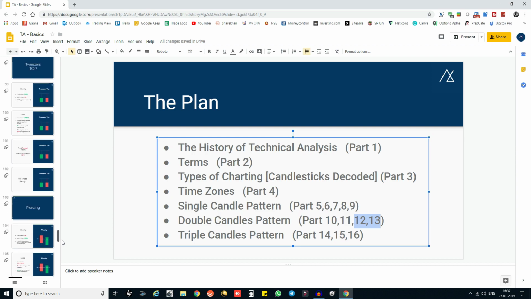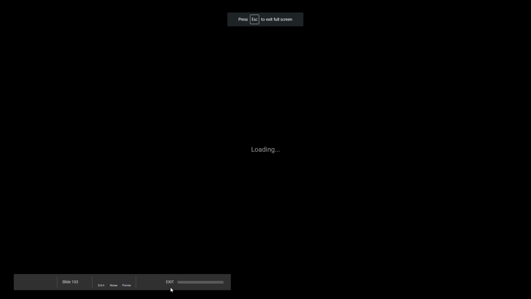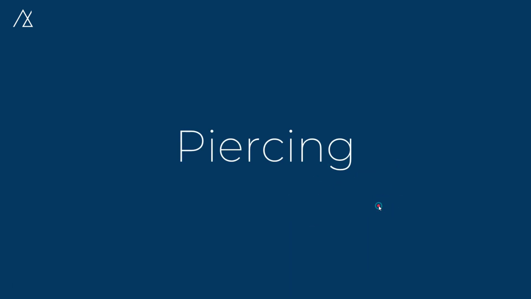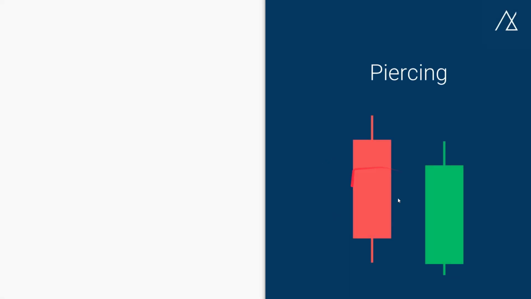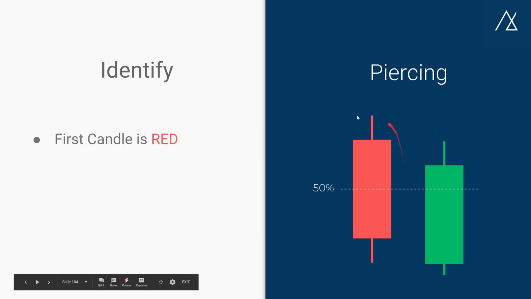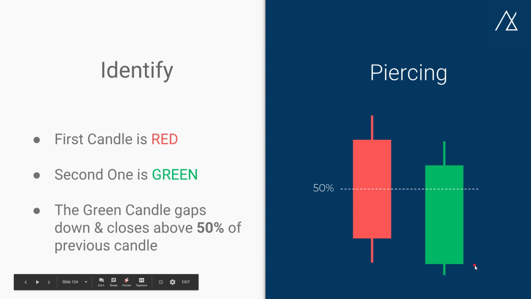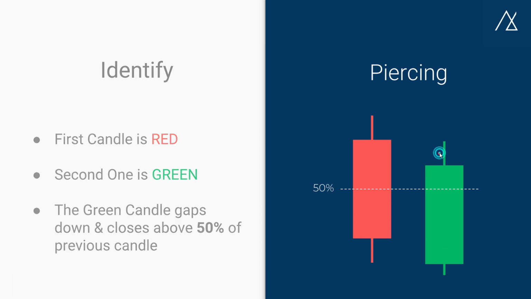Today we are going to see the piercing candle pattern. So let's see. Okay, so the piercing candle pattern looks like this. How do we identify a piercing pattern? The first candle is a red candle and the second one is a green candle. But if you see here, the green candle has gapped down, and it has closed above the 50% of the previous candle. So that is known as a piercing candlestick pattern.